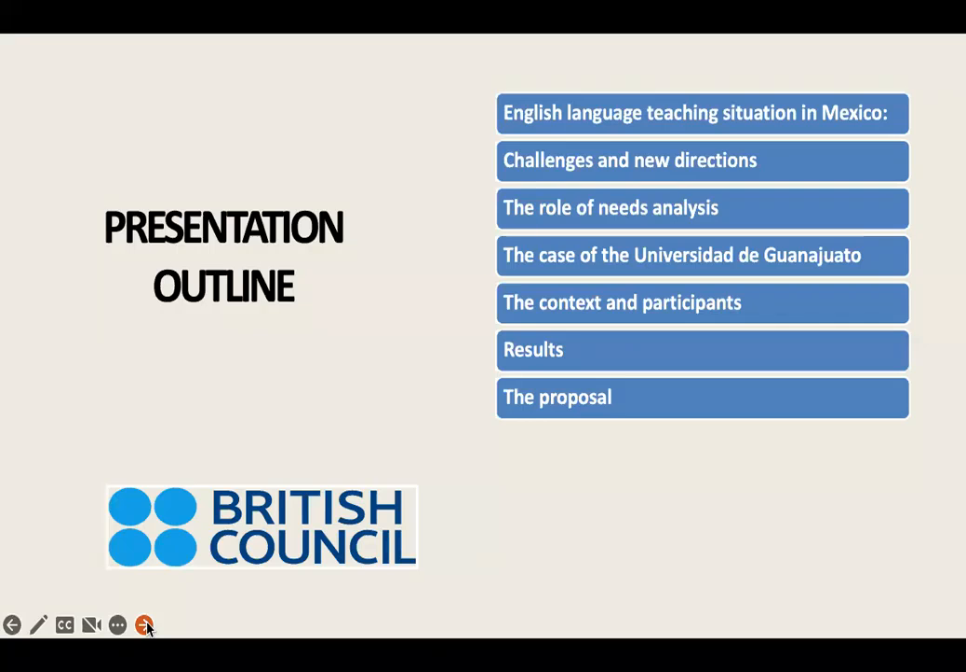So this is the outline of today's presentation. First, we will talk about the English language teaching situation in our country. We will then address the challenges and new directions regarding English language teaching and learning in Mexico. We will then present the importance of doing needs analysis in Mexican higher education. And to do this, we will present the case of the Universidad de Guanajuato, where we conducted a needs analysis to find out how English language achievement could be ensured.